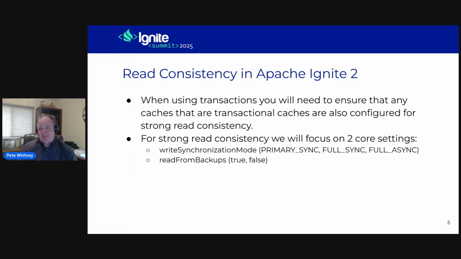To consider read consistency in Apache Ignite 2, you need to ensure that any caches that are transactional are also configured for strong read consistency. For strong read consistency, we'll really only focus on two core settings: the write synchronization mode and the read from backups property.